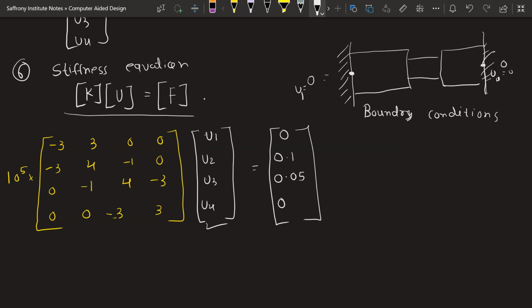Okay, so what will be the boundary conditions? The boundary conditions will be U1 is equal to 0, and U4 will also be 0. Also, we had already put those boundary conditions: F1 was 0, F4 was. So now we will replace these values in the next matrix. I am just replacing it here. Let's say this is a 0 and this is a 0.